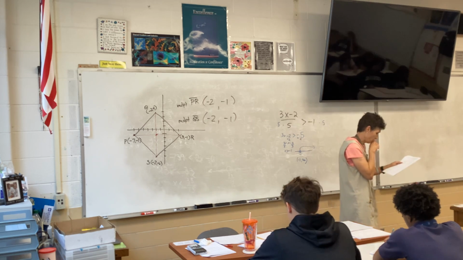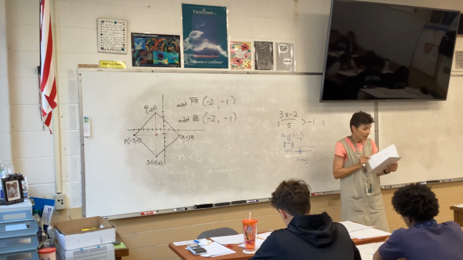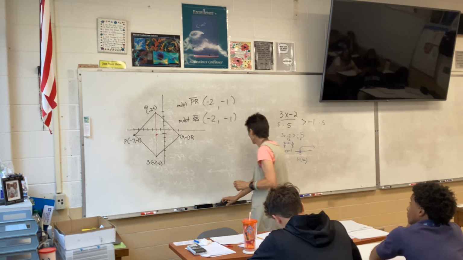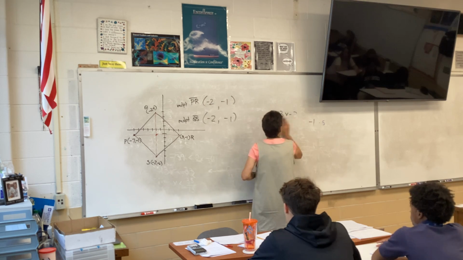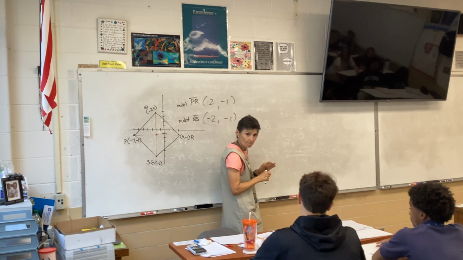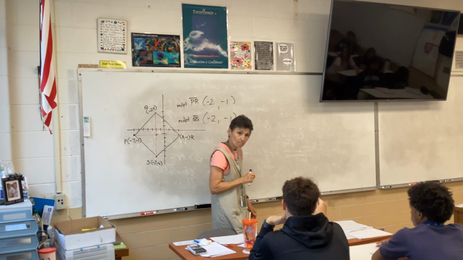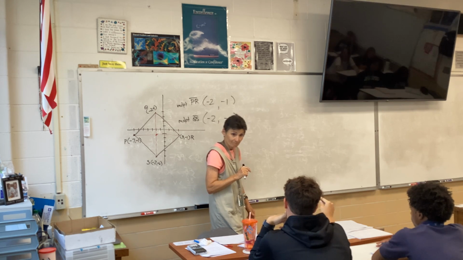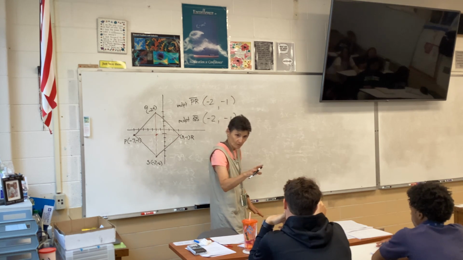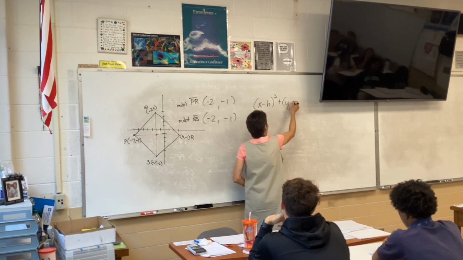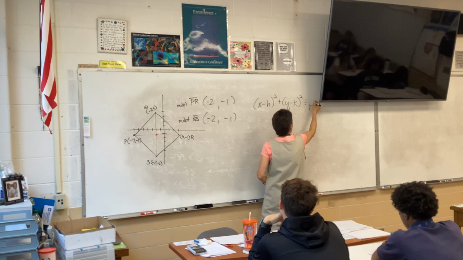All right, a little more geometry stuff it looks like. Anybody know what the standard form of the equation of a circle is? It's like x minus a number squared plus y minus a number equals the radius squared. Okay, so in other words, x minus h squared, y minus k squared equals r squared.